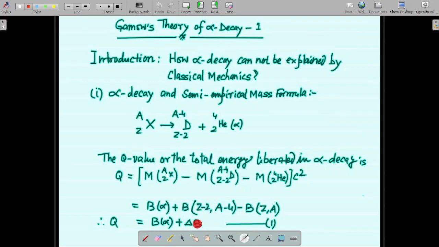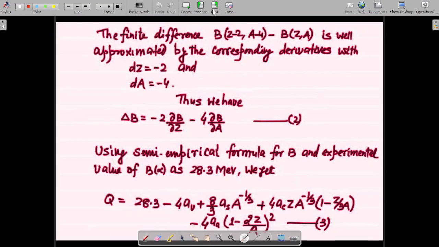And that is your delta B. B alpha means binding energy of alpha particle, already told. The finite difference B(Z-2, A-4) minus B(Z, A) means binding energy of the daughter nucleus minus binding energy of the parent nucleus, which is well approximated by the corresponding derivatives.